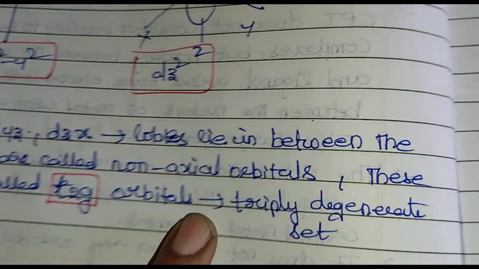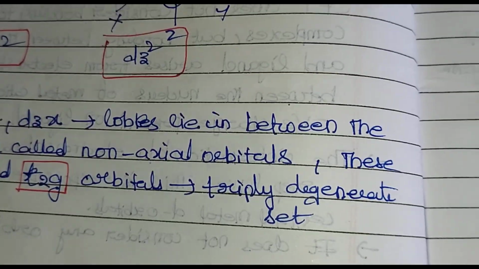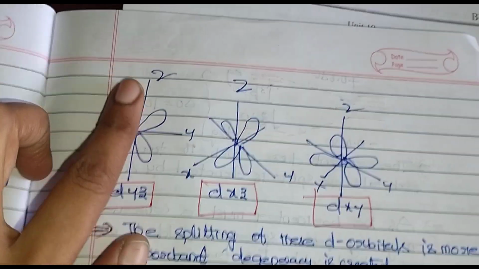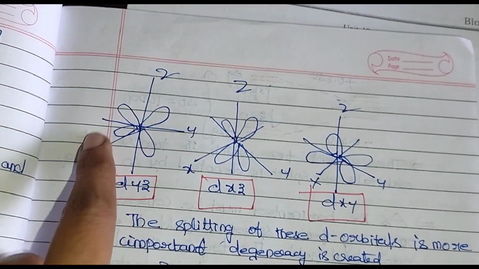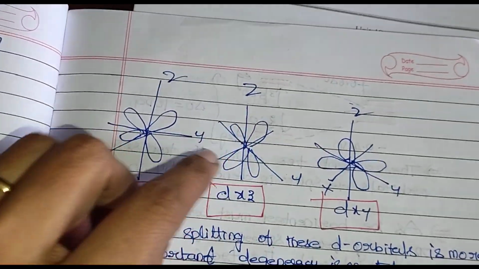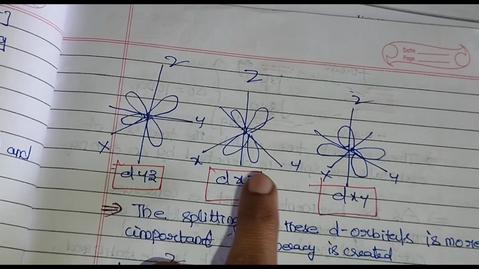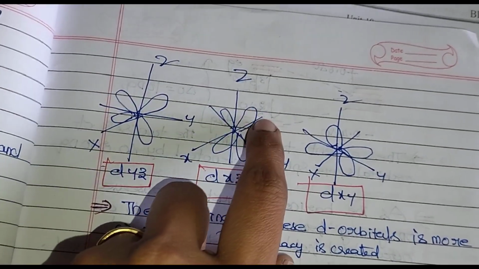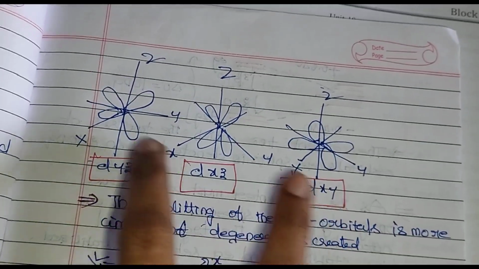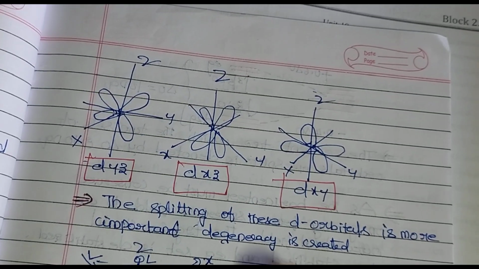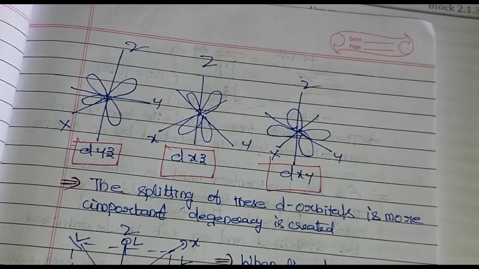T2g orbitals, because they are triply degenerate sets. Let's see. When we see the axes x, y, z, these orbitals are present in between the axes. The lobes are present in between y and z, so dyz, between x and z, dxz, and between x and y, dxy. As these are present in between the axes, they are non-axial orbitals, and they are also T2g orbitals.